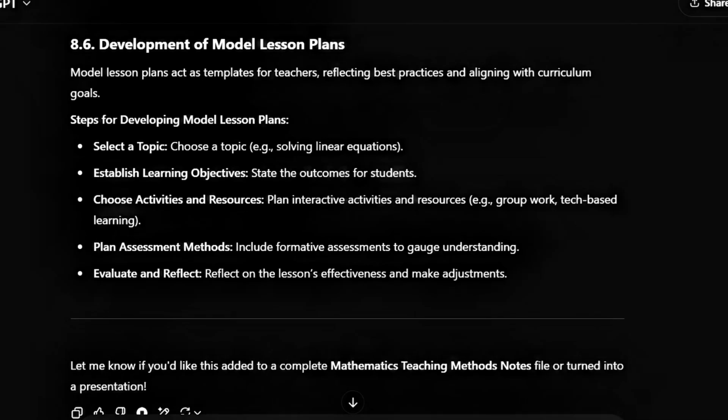Choose activities and resources. Plan interactive activities and resources, e.g., group work, tech-based learning. Plan assessment methods. Include formative assessments to gauge understanding. Evaluate and reflect. Reflect on the lesson's effectiveness and make adjustments.